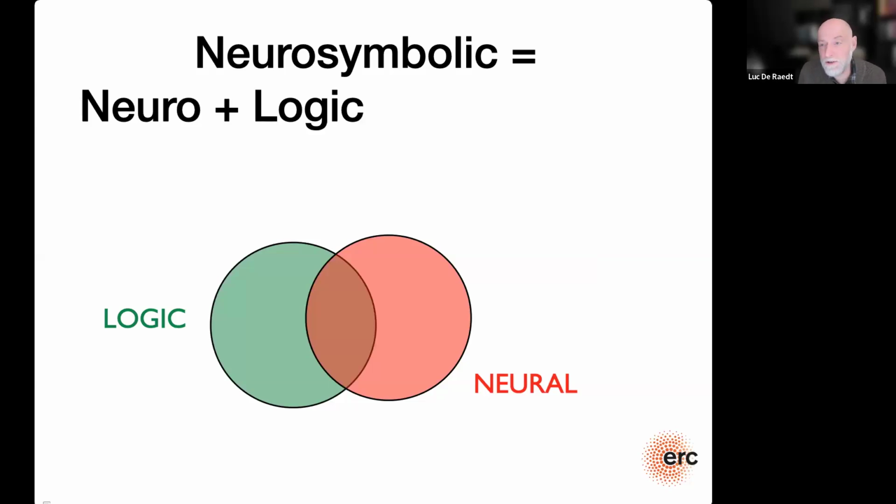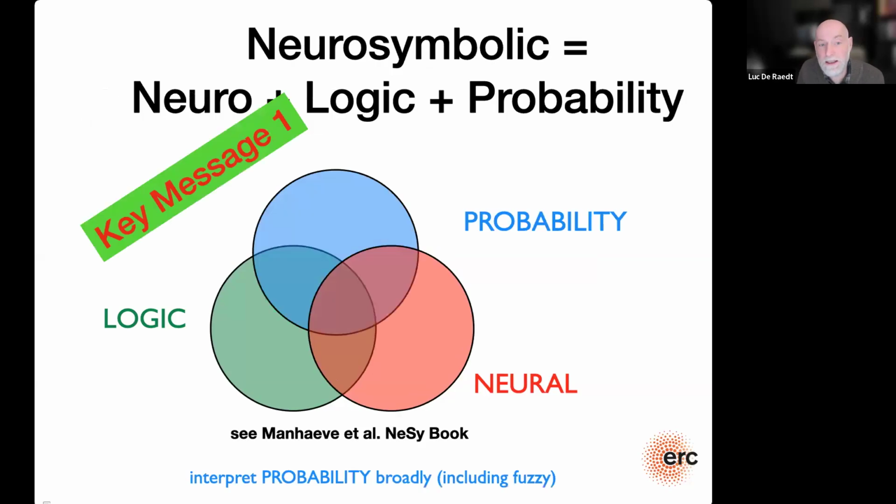Traditionally, neurosymbolic is seen as encompassing neural networks and symbolic methods, typically logic, and that's what it typically is. I feel that you also need to include probability. You need probability to bridge the gap between the discrete level of logic and the continuous neural networks.